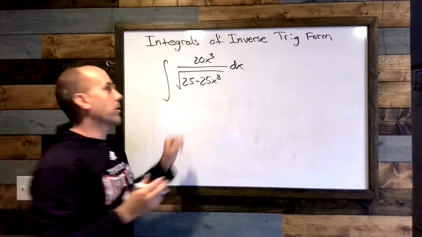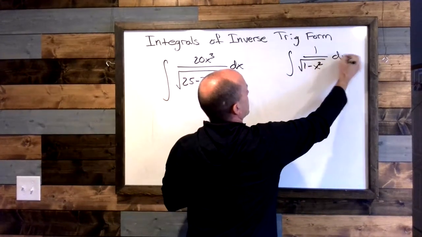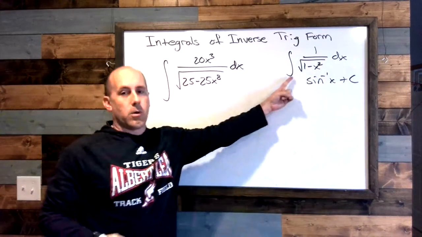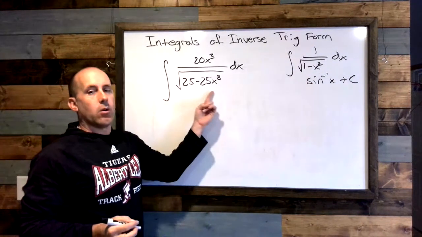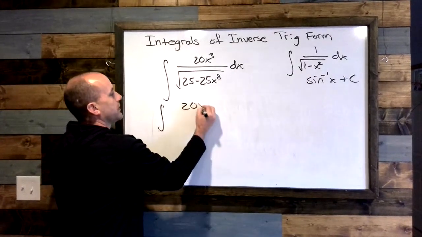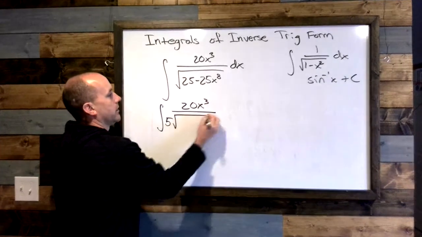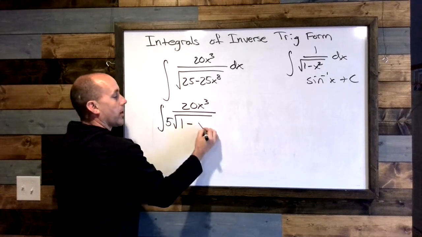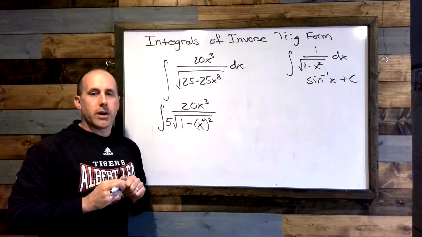Hopefully you see that this form is going to be the integral of 1 over the root of 1 minus x squared dx, which is sine inverse of x plus c. That's the form we're going for. So we need a 1 and we need a perfect square. How do I get a 1? I factor out 25. When you factor out 25 out of the square root, it becomes a 5. So you'd be left with 1 minus just x to the 8th, or x to the 4th squared.